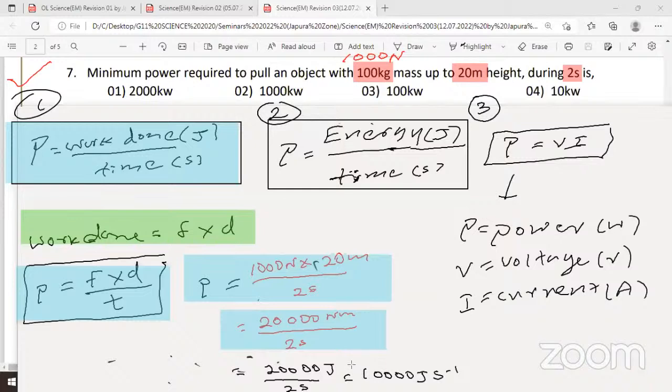But now, 10,000 joules per second is the same as 10,000 watt. 10,000 joules per second is also called 10,000 watt. But they have not given any of the answers in watt. So you have to convert watt into kilowatt.